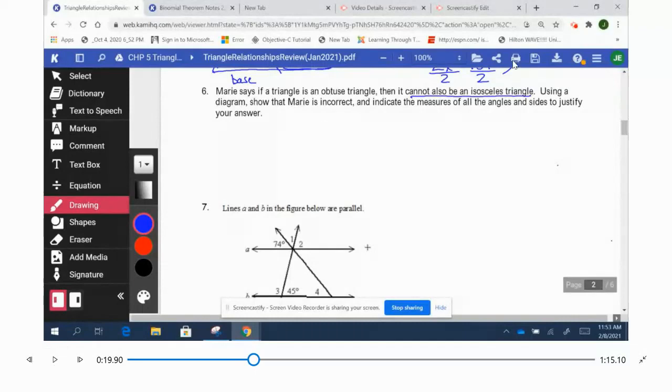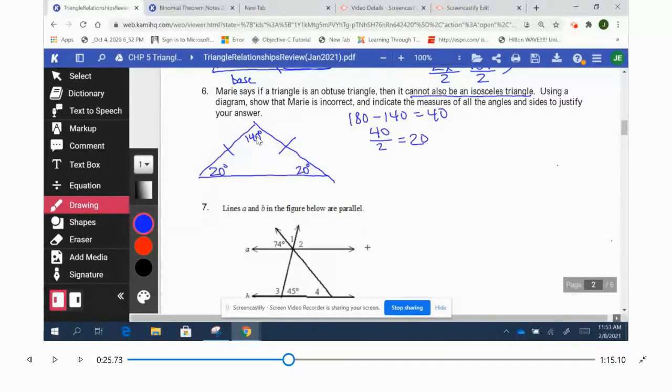Okay, "obtuse triangle cannot be isosceles" is false. What you would do is start with any obtuse angle, and then the remaining two base angles will just split the remaining angle. So I'm going to start with an obtuse angle of 140. It's just a random choice. Just make sure you start with an obtuse angle. That leaves me with 40 degrees to split equally between these two base angles.